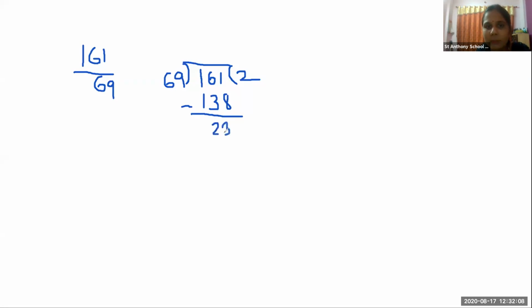Now you tell me which number I will take over here. 69 divided by 23. Correct, very good. Sorry, 69 divided by 23. Okay, now mute yourself, beta.